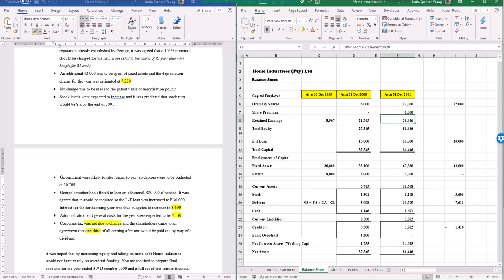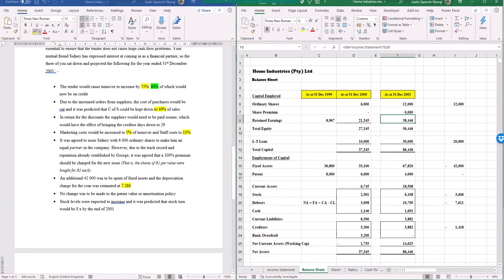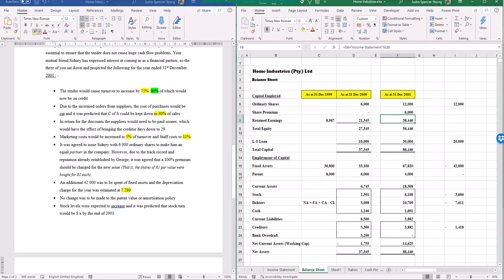Next up, he's raising some capital here. Under the capital raise, there we go, it was agreed to issue Sydney with 6,000 ordinary shares to make him an equal partner in the company. However, due to the track record and reputation established by George, it was agreed he would pay a 100% premium. In other words, instead of paying R1, he's paying R2 a share. R2 times 6,000 shares is 12,000 Rand. So the share capital is going to go up from 6,000 to 18,000.